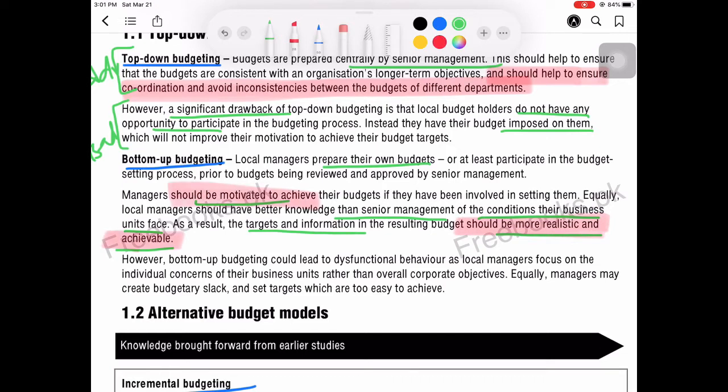motivated. Now the down point, the disadvantage, is it could lead to dysfunctional behavior as local managers focus on individual concerns of their business units rather than the corporate objectives. So this is basically the advantage of top down, and the advantage here is actually the disadvantage of top down. So you can learn it that way.